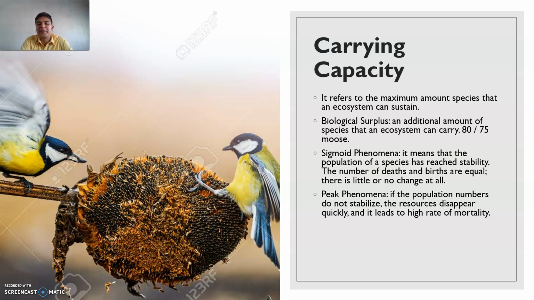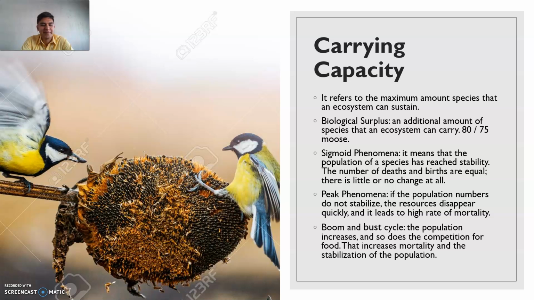We have peak phenomena. If the population numbers do not stabilize, the resources disappear quickly, and it leads to high rates of mortality. We have the boom and bust cycle. The population increases, and so does the competition for food. That increases mortality and the stabilization of the population. Like I was telling you before, if there are more animals than what the ecosystem can actually sustain, a lot are going to die.